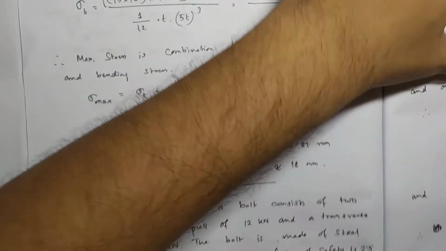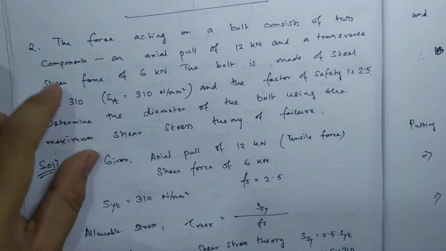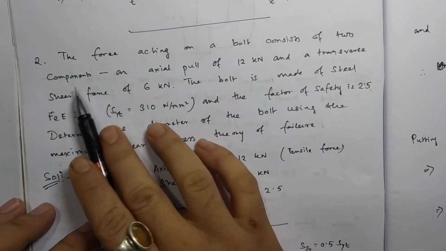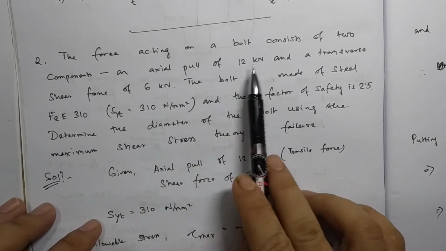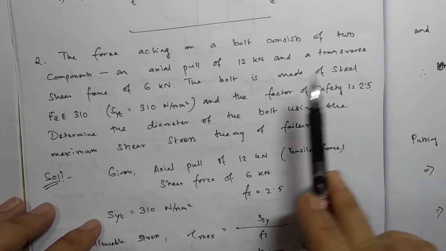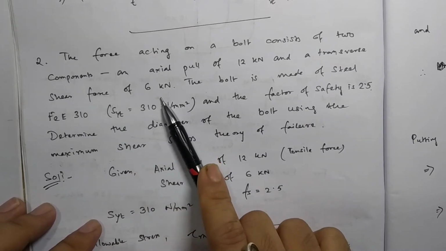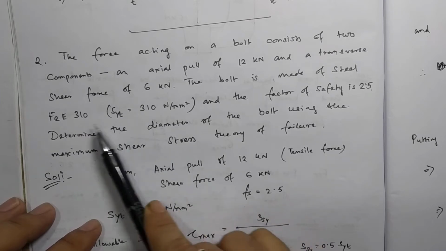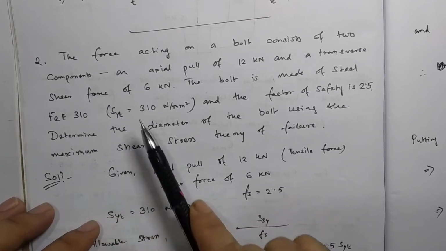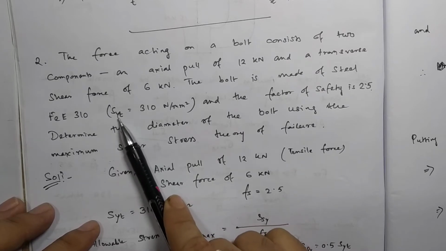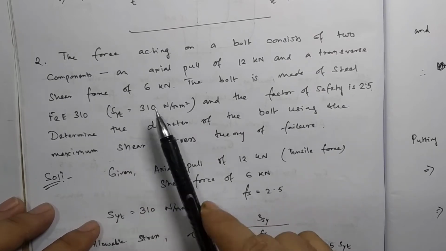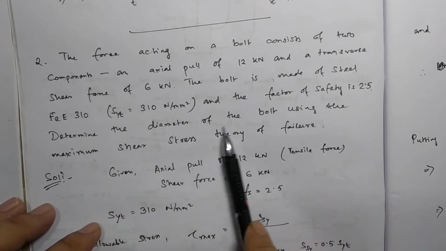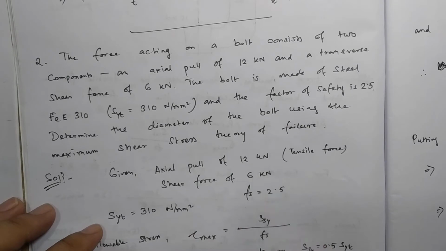Okay, so the next problem is: the force acting on a bolt consists of two components, an axial pull of 12 kilonewton and a transverse shear force of 6 kilonewton. The bolt is made of this material FEE 310, which is not a brittle material, it's a ductile material. So SYT, the yield strength in tension, is present here, which is 310 Newton per millimeter square, and the factor of safety is given as 2.5. Determine the diameter of the bolt using the maximum shear stress theory of failure.